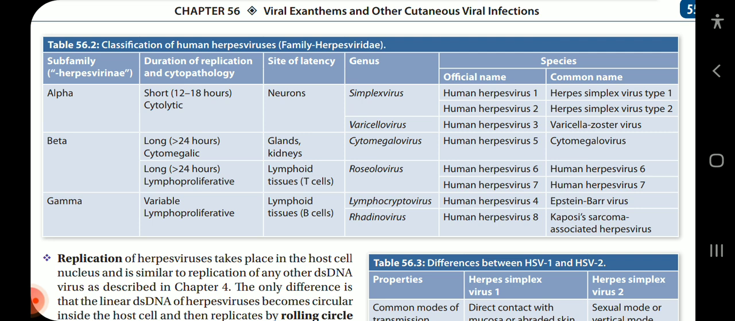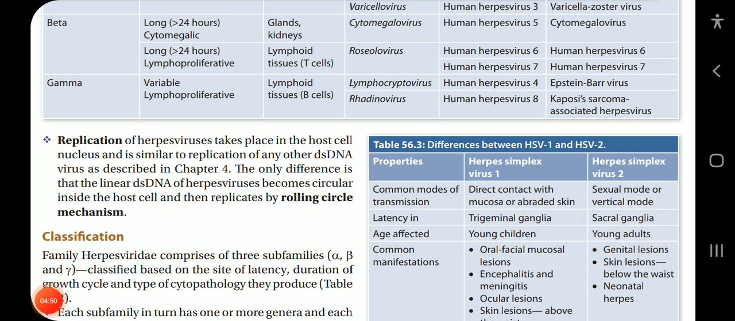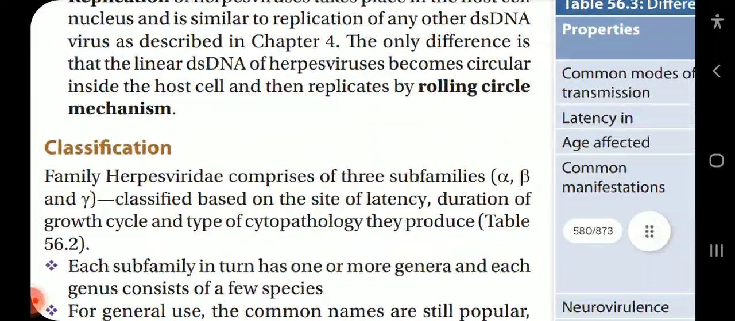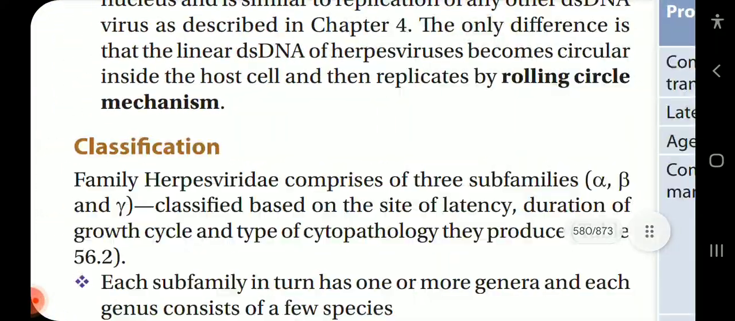Gamma subfamily. Duration of replication is variable and it is lymphoproliferative. Site of latency: lymphoid tissues, B cells. Genus Lymphocryptovirus: human herpes virus 4, common name Epstein-Barr virus, and genus Rhadinovirus: human herpes virus 8, common name Kaposi sarcoma associated herpes virus. Now, replication of herpes virus takes place in the host cell nucleus and is similar to replication of any other dsDNA virus as described. The only difference is that the linear dsDNA of herpes virus becomes circular inside the host cell and then replicates by rolling circle mechanism.